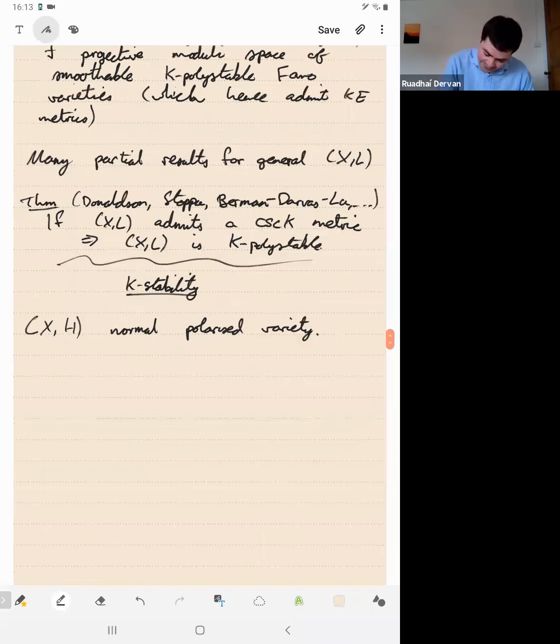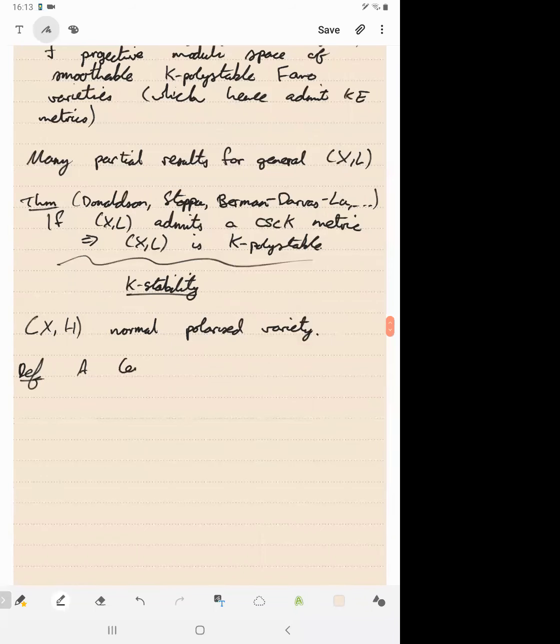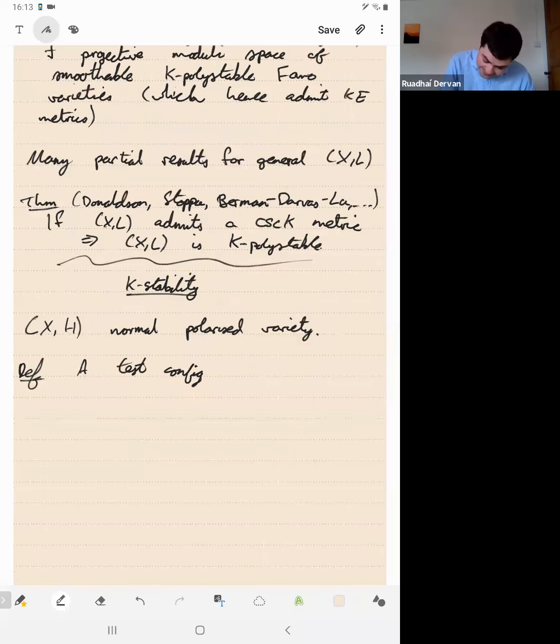So I'll first of all define a test configuration. I'll write this as curly X. This has its own line bundle, curly H, and a map down to C. There's a C-star action on C, and I'll ask that the C-star action lifts to this variety X and lifts to this line bundle H. So a test configuration for (X, H) is, so curly X is a normal variety.